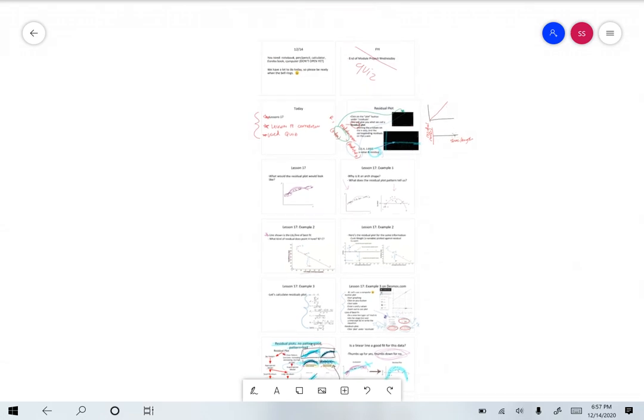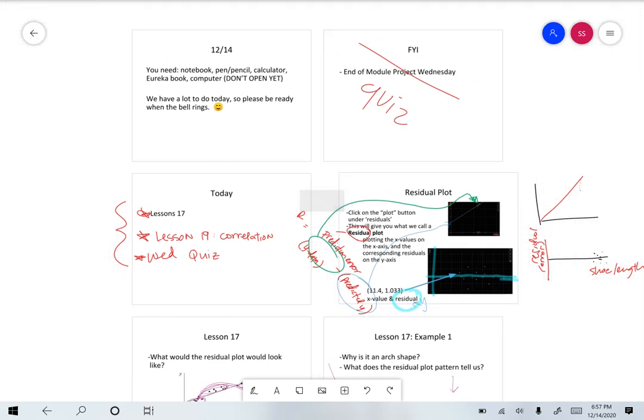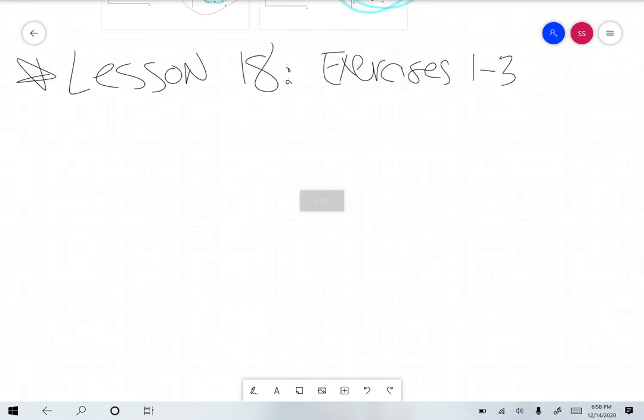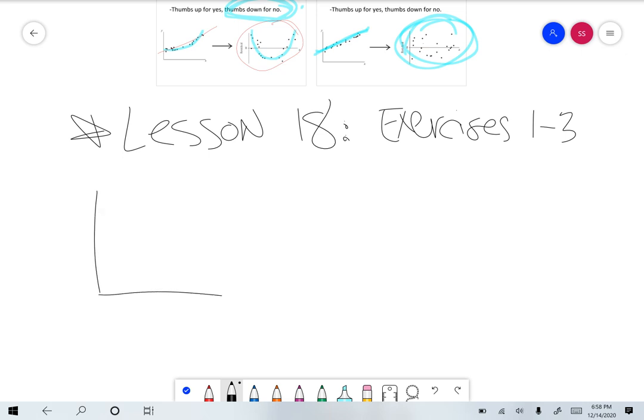Okay. So that's that for today. Just talking about residuals and how to interpret a residual plot, what it means. And this lesson 18, exercises 1 through 3, is actually a really good example of why we even should look at residual plots. Let me talk about that for a second.